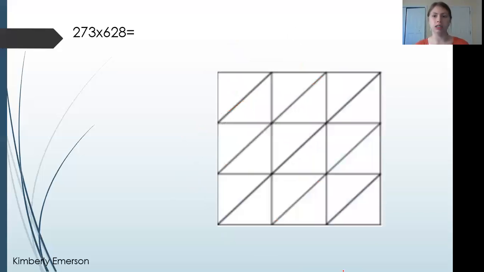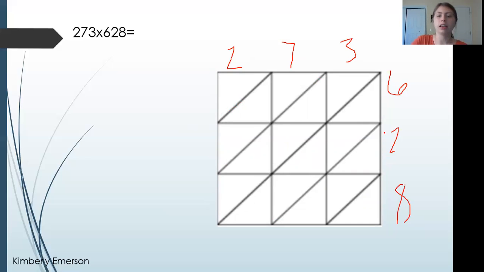So let's do one a little bit more difficult than that one. We're just going to add another set of numbers. So instead of 2 numbers, we're going to have 3. So here's 273. And on the side here, we're going to have 628. Sorry, guys. All right, so let's start this again.